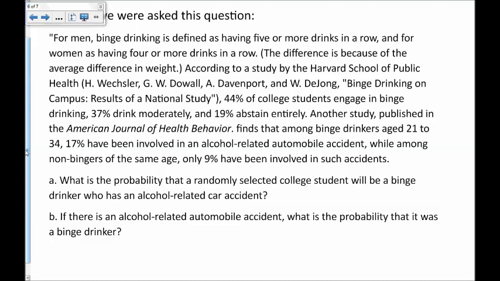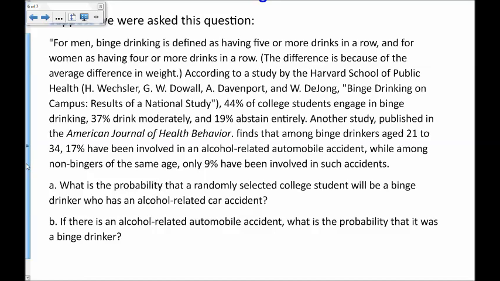Okay, now this is kind of like data overload. You're kind of trying to figure out how all these pieces fit together. Okay, and you're asked the question of, first, what is the probability that a randomly selected college student will be a binge drinker who has an alcohol-related car accident? And B, if there is an alcohol-related automobile accident, what is the probability that it was a binge drinker?